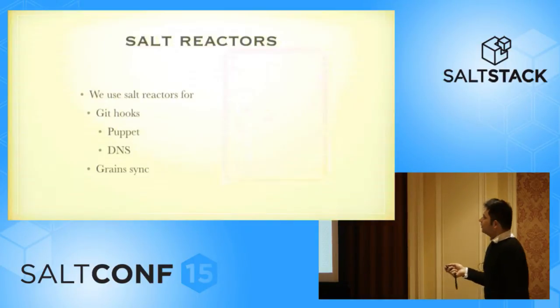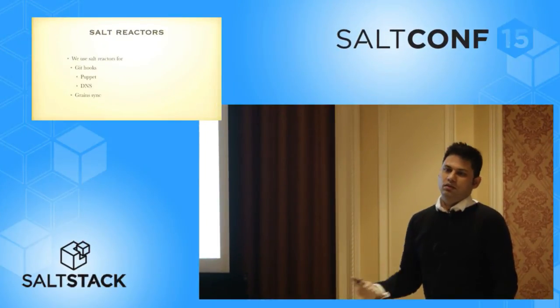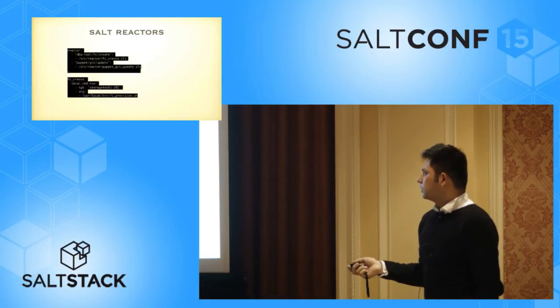What about salt reactors? Reactors are really cool. We use salt reactors for Git hooks. Like if somebody commits a change to puppet.git, it pushes it to the puppet master and calls a puppet kick. Essentially, if I make a change to puppet, it automatically deploys itself. I don't have to do anything. DNS. If you make a change to DNS.git, same thing. It just deploys itself. You don't have to do anything. Grain sync. Essentially, whenever a minion restarts, sync the grains back to the master. There's a reactor for that.